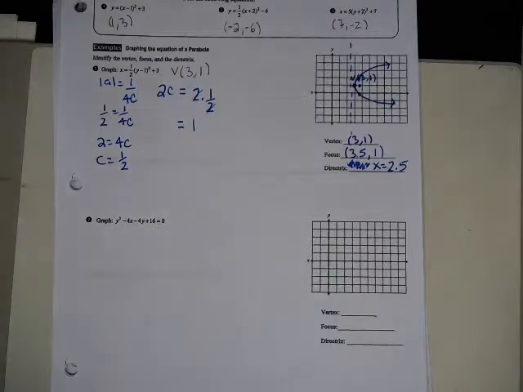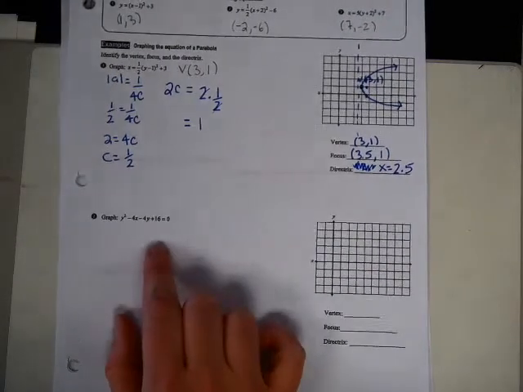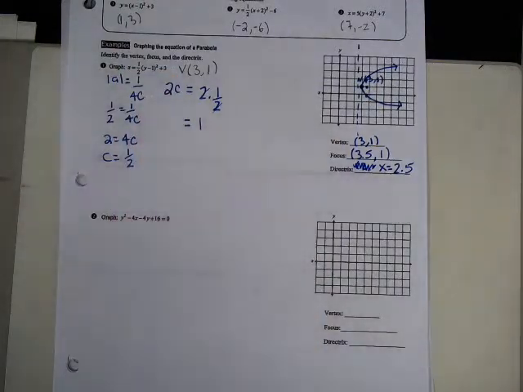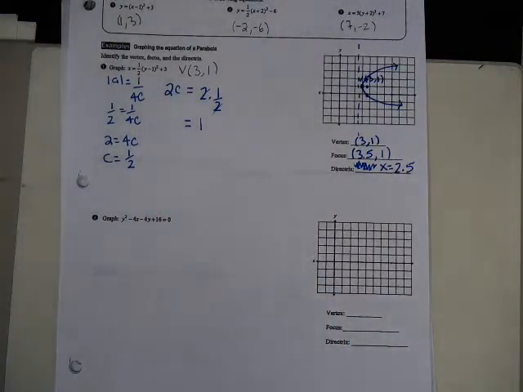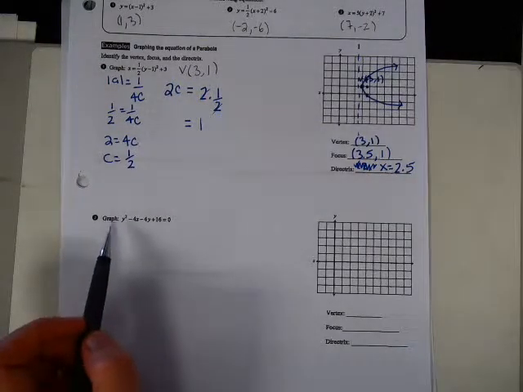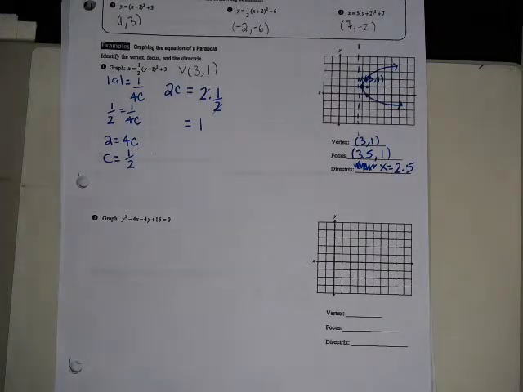Now this one looks different than what we're used to seeing. We're going to be doing the same thing. We just need to get this equation into this vertex form. So if I'm on a test, or I see something like this, and I say, what kind of conic section is this? I know it's a parabola because only one of my terms is squared. So for a parabola, either the x term or the y term will be squared, but not both.